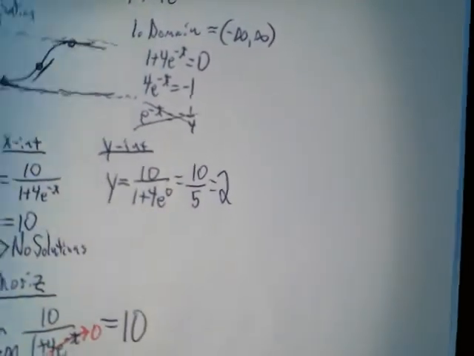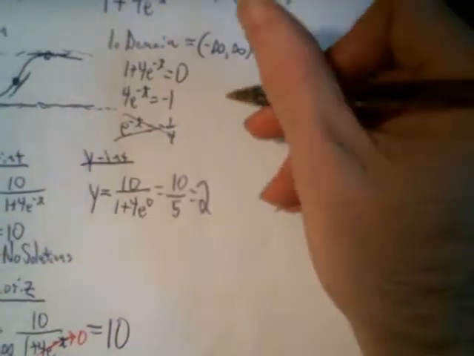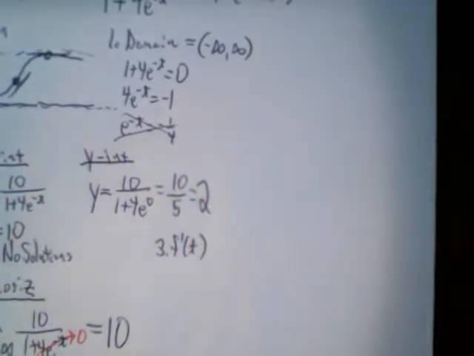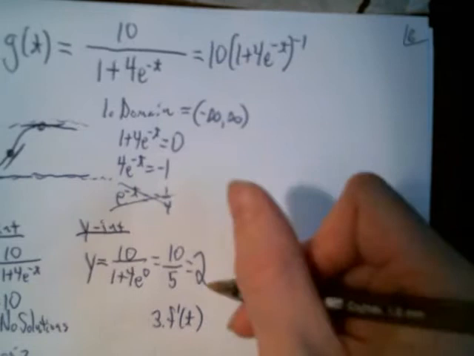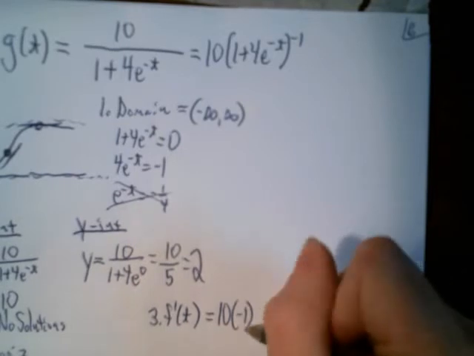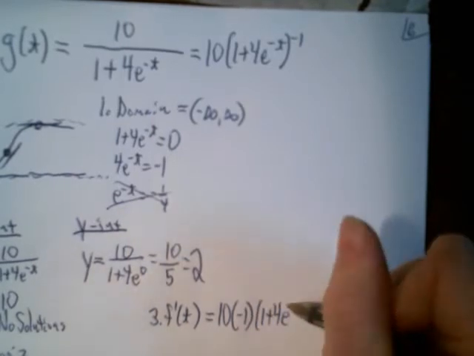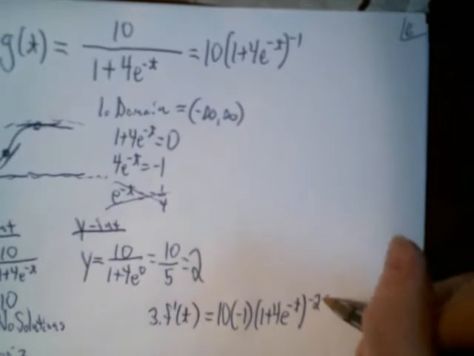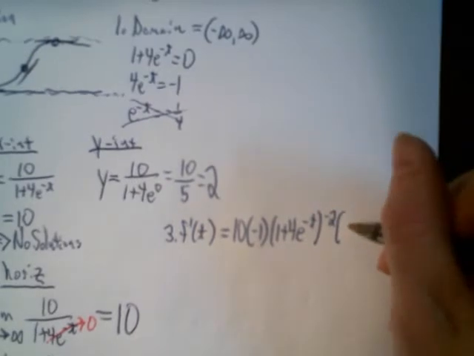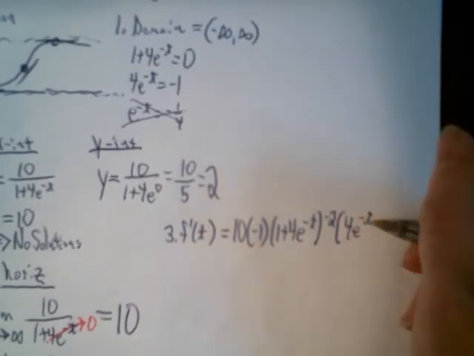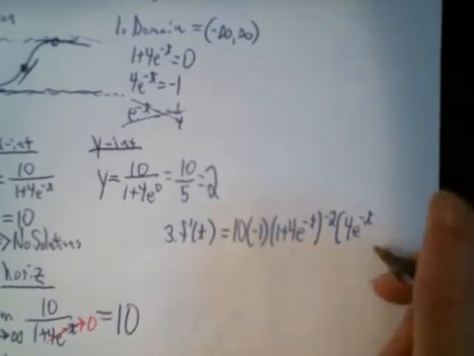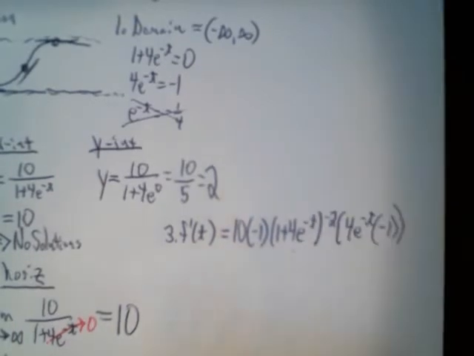Okay, so what else? We need to get derivatives. So step 3, let's go after the first derivative. And that's why I rewrote the expression in this form. You'll have 10 times negative 1 times 1 plus 4e to the negative t, now to the negative 2, and then the chain rule, we have to multiply by the derivative of the guts here. So you get 4e to the negative t, the derivative of 1 is 0, and then the derivative of this is 4e to the negative t times the derivative of negative t. So you get negative 1 there.